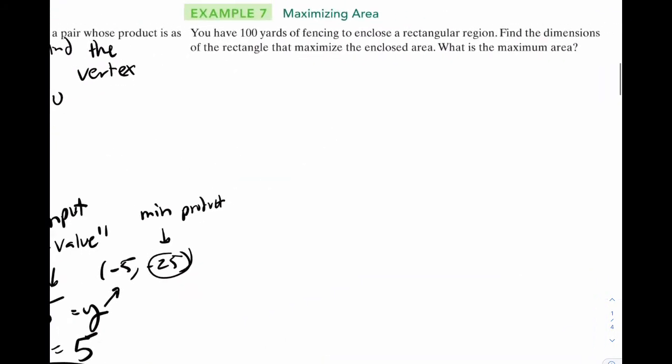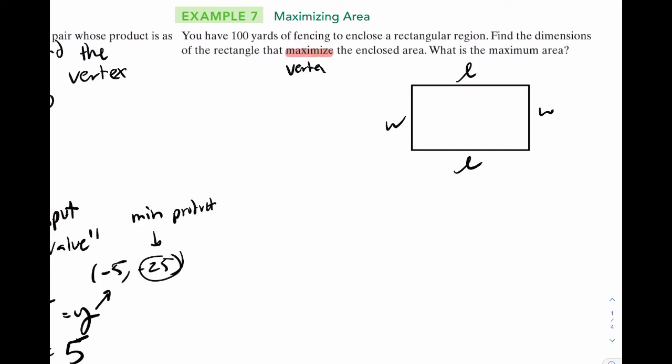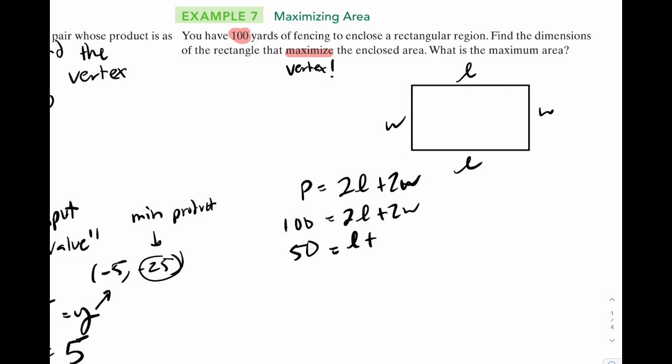Let's do one more. You have 100 yards of fencing to enclose a rectangular region. So I'll just draw a rectangle like this. We'll call this the width, length, width, length. Find the dimensions that maximize. So there we go, we see maximize. So again, this is a vertex question. Find the max area. So they give you a couple key facts. You have 100 yards here. So we know that the perimeter is when you add everything. That's 2L plus 2W. So 100 must equal 2L plus 2W, which means 50 must equal L plus W.